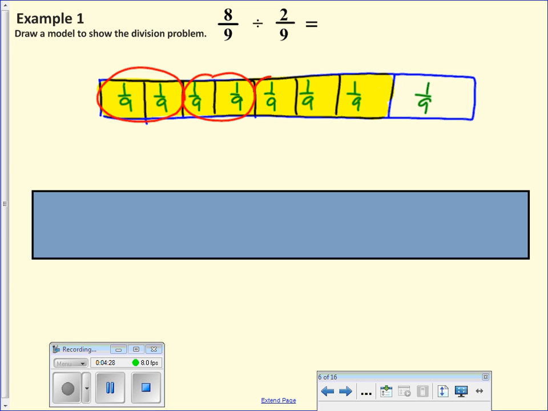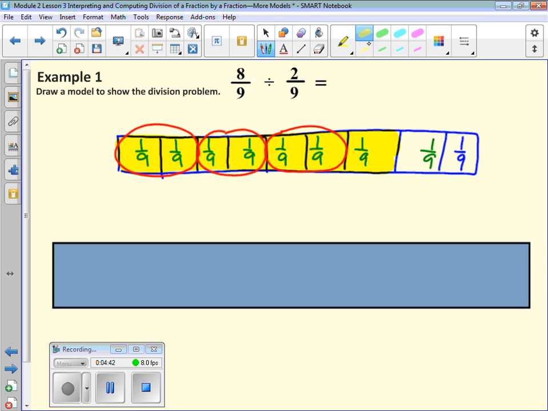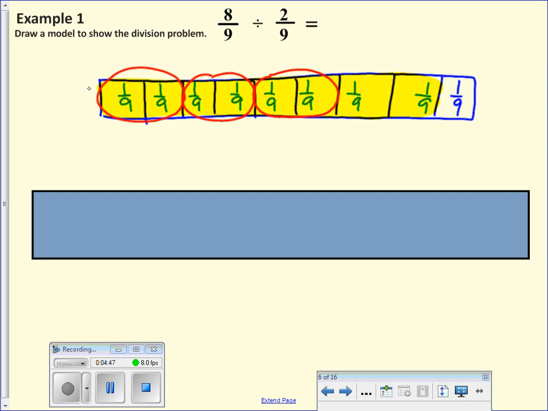Here are 2/9. Here are 2/9. 1, 2, 3, 4, 5, 6, 7, 8. I didn't draw 9ths. Always double count. And here's a group of 2/9. So how many groups of 2/9 are in 8/9? How many groups, everybody? 4. Exactly. So there are 4 groups of 2 ninths.